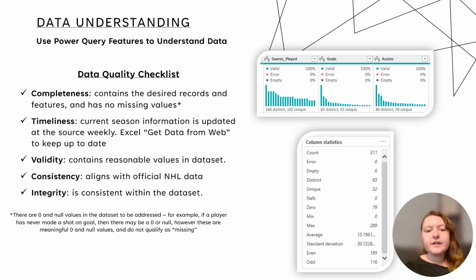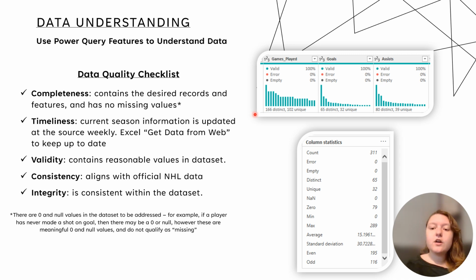So for our data understanding, kind of data quality checklist, you can see we're looking for completeness. Does the data contain the desired records and features, and are there no missing values? We can come over here and at the top of each column, you see the distribution. You've also got where you see errors and empty fields. I really like this because I don't have to go through and build my own histogram or search through editing whether there are empty and error fields. It's just right there, ready for you. It's part of what's built in.